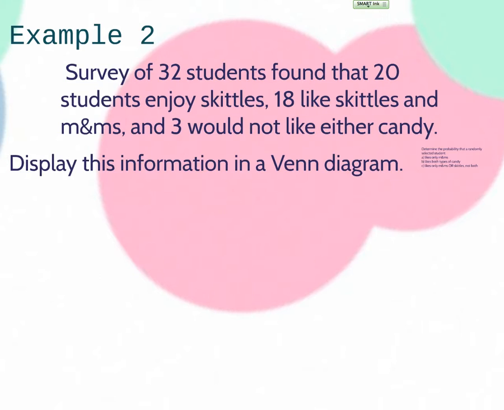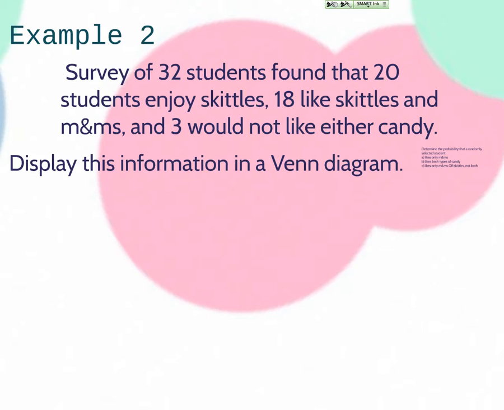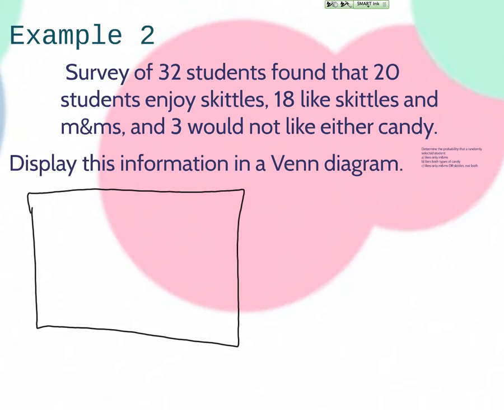So when we draw the Venn diagram, actually, I'm going to scooch it over a little bit here. What does this rectangle represent? The whole set. All of the kids in the survey. So 32 people are in that whole set. Then we have two different events. What are the two events that we have? M&Ms and Skittles.